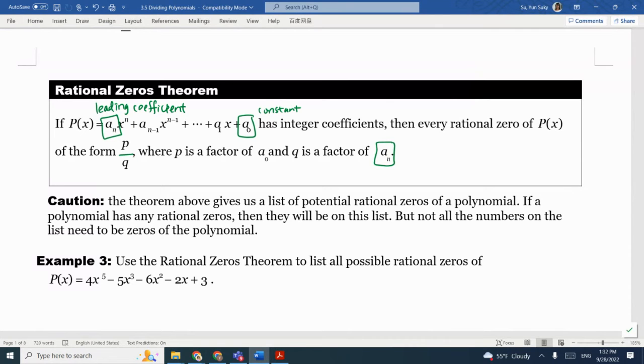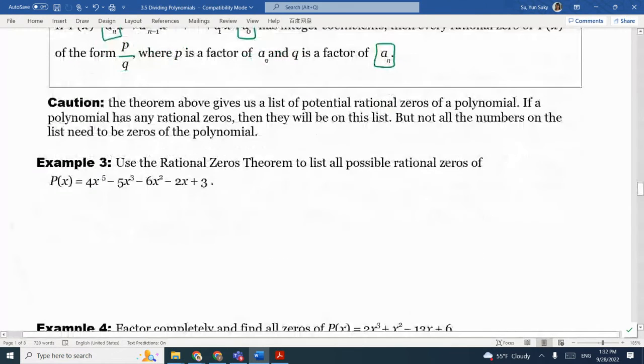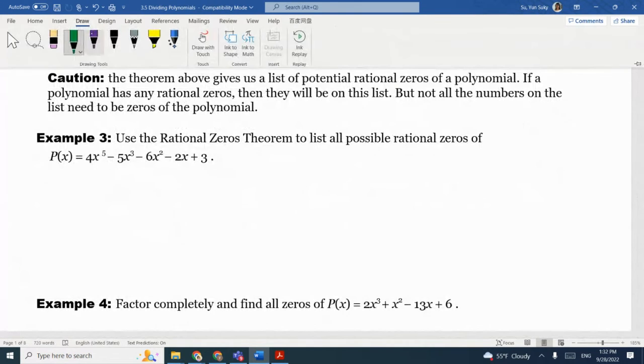Okay, and caution. The theorems above give us a list of potential rational zeros of a polynomial. If a polynomial has any rational zeros, then they will be on this list. But not all the numbers on the list need to be zeros of the polynomial. Some number might not be a zero. So be careful.